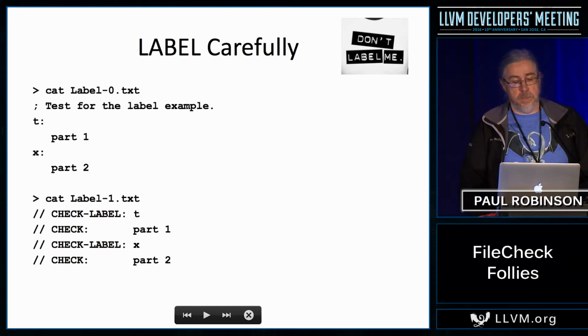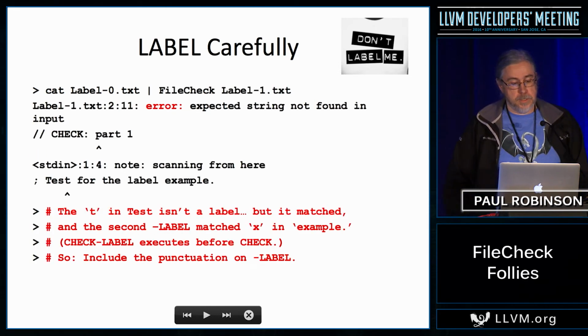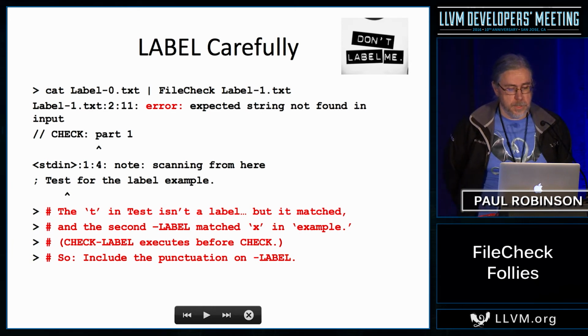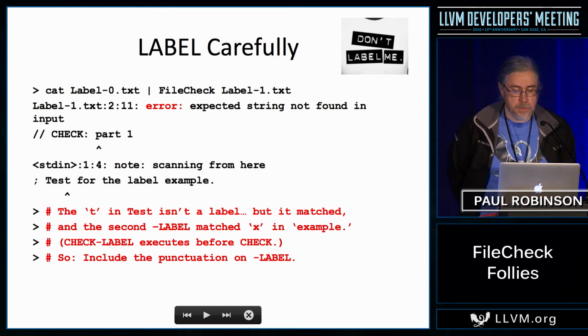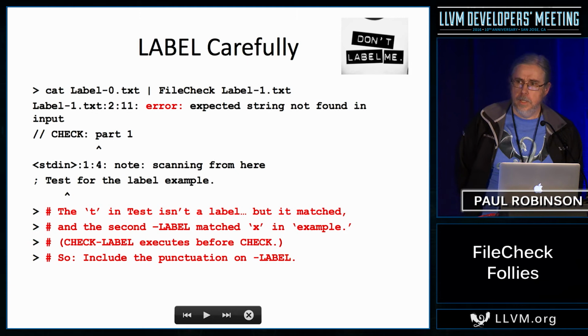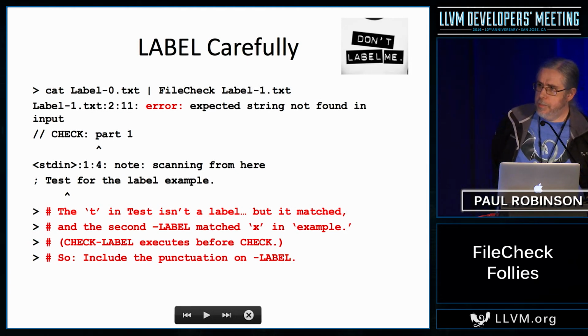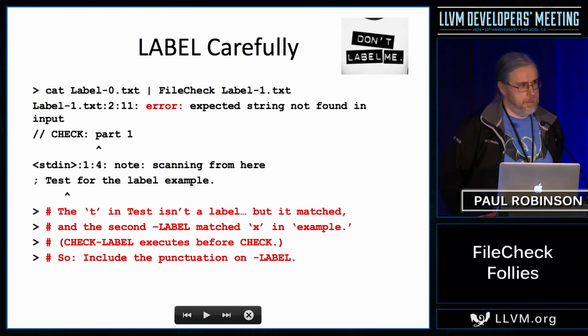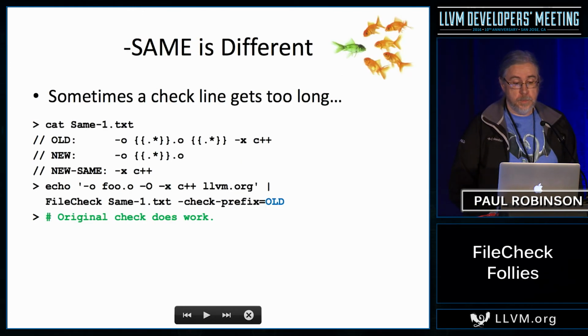All right, now we run this. We are good engineers. We test our test, and we run it through FileCheck, and that doesn't work either. I'm having real problems with my tests today. Oh, dear. It turns out that the T in the check label matches the T in the word test, and the X matches the X in the word example, because, curiously, check label does not look for labels. All right, it just looks for strings. And so you need to include the punctuation there.